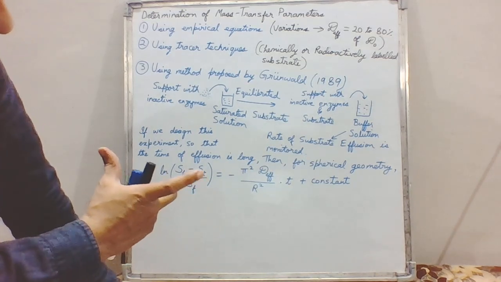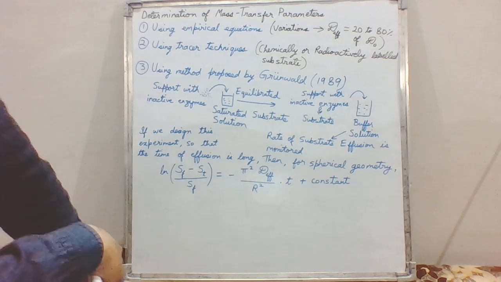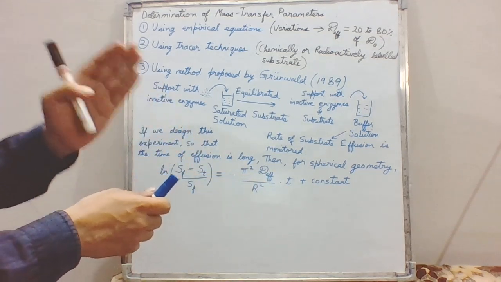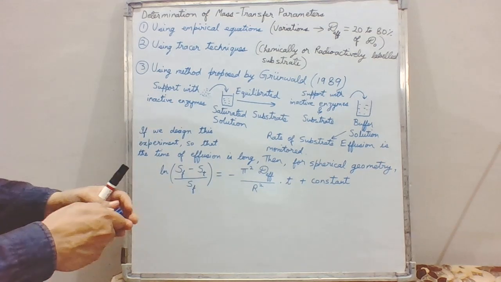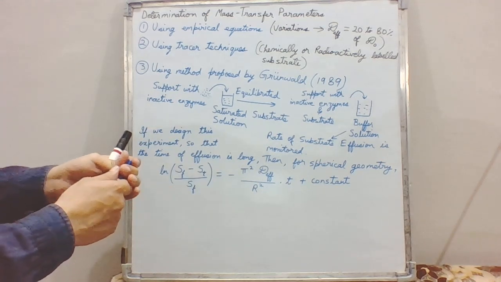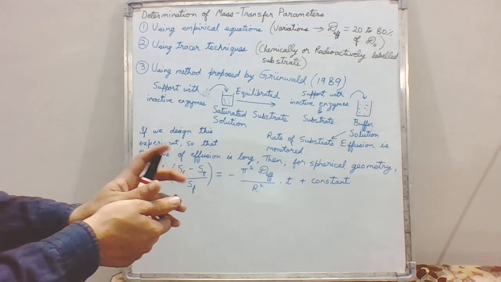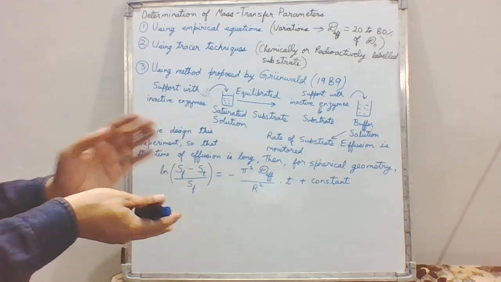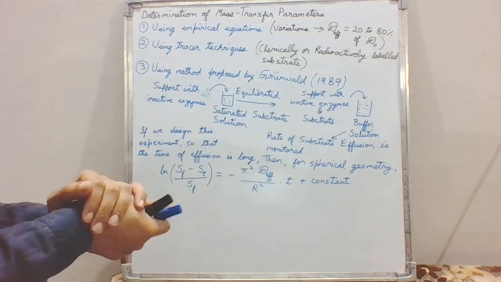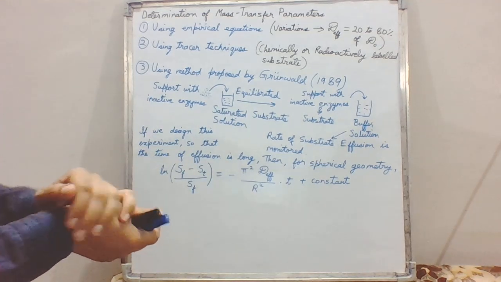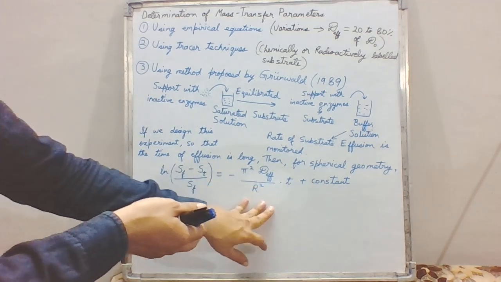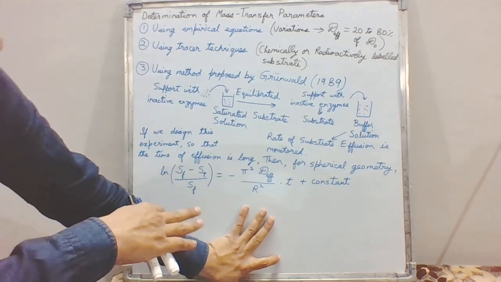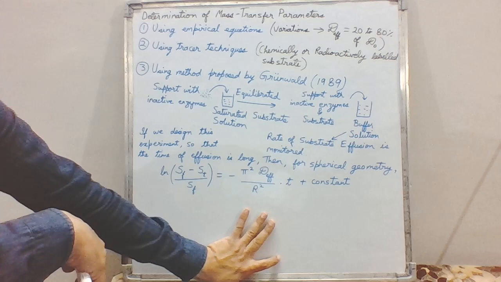So now, after determining effective diffusivity, the effective diffusion coefficient, we can determine the Thiele modulus by using the equation for the Thiele modulus for spherical geometry or flat geometry, as we have discussed in our previous lectures. So we can get all the information about the diffusivity using this method.